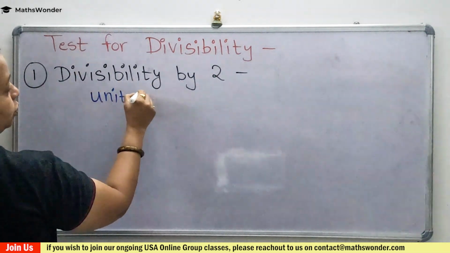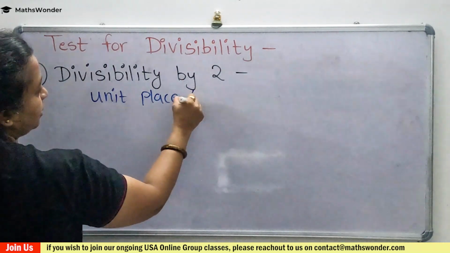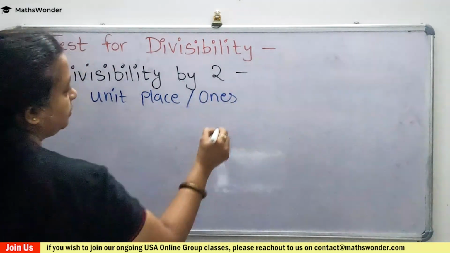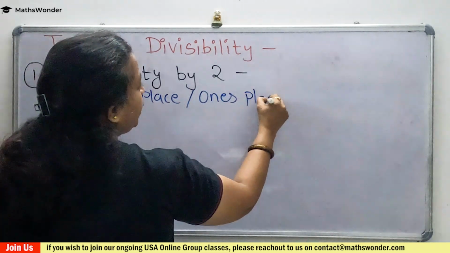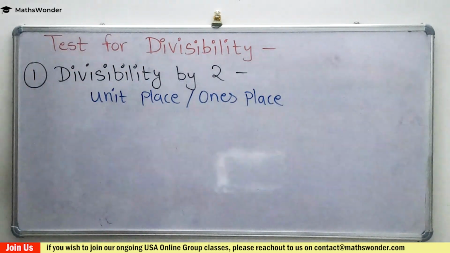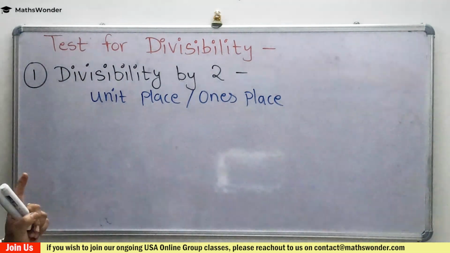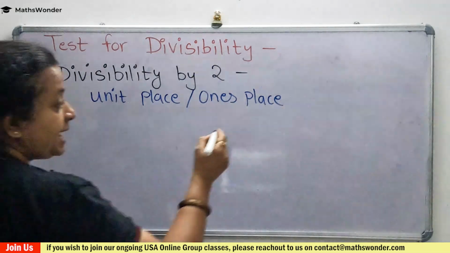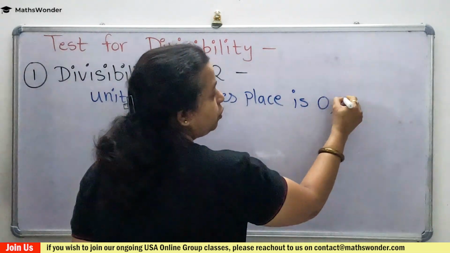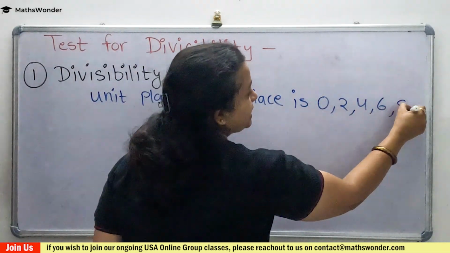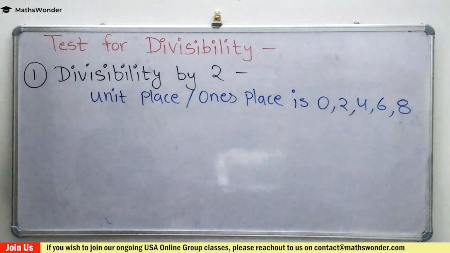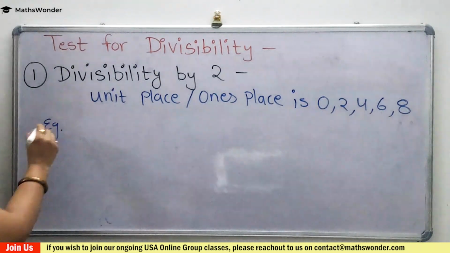So, units place or ones place. When you see any number, whether lakhs, thousands, millions, any digits we have, you will see that only the units place or the ones place is what? 0, 2, 4, 6, 8. Just divide by 2. No need to think anything. You just divide it.